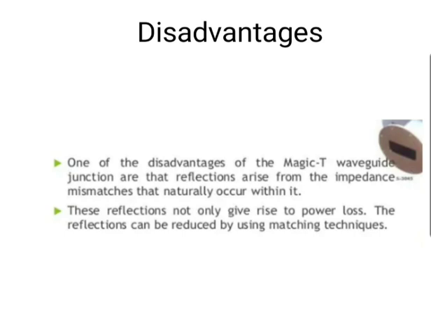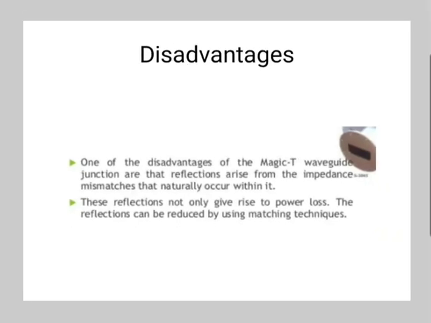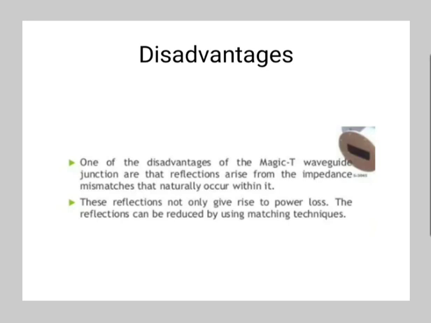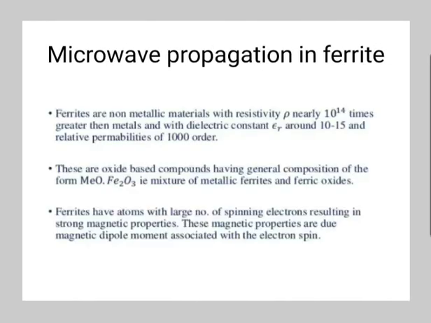But there are some disadvantages of the magic tee. One disadvantage of the magic tee waveguide junction is that reflections arise from the impedance mismatches that naturally occur within it. These reflections give rise to a power loss, and they can be reduced by using a matching technique.